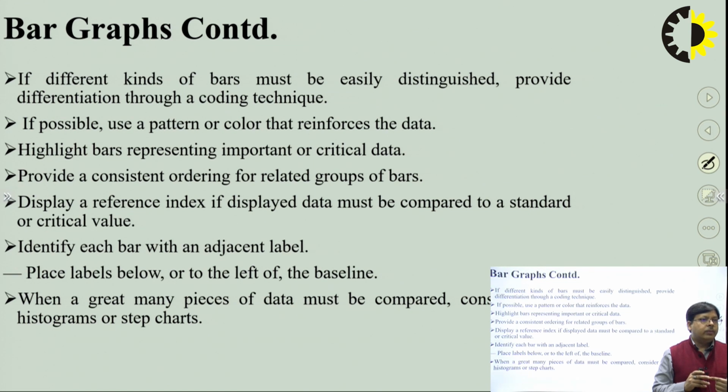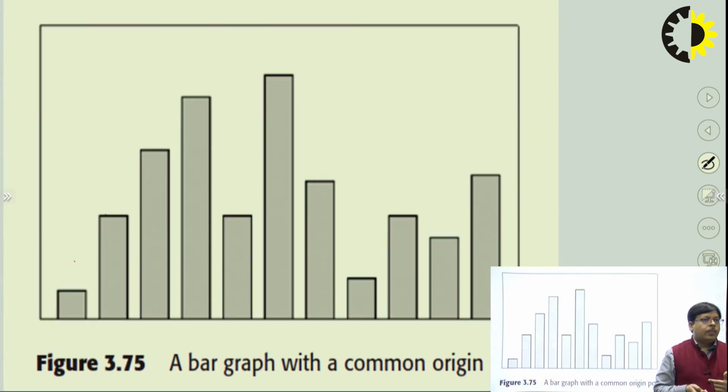Display a reference index if needed, right? Identify each bar with an adjacent label. Place the label below or to the left of the baseline, right? This kind of representation of data you can see in cricket score comparison and similar graphs. You may compare per-over performance in segments, 0 to 4 overs, 4 to 8 overs, and what kind of performance the teams have in terms of runs. This information can be easily presented with bar graphs and easily understood.